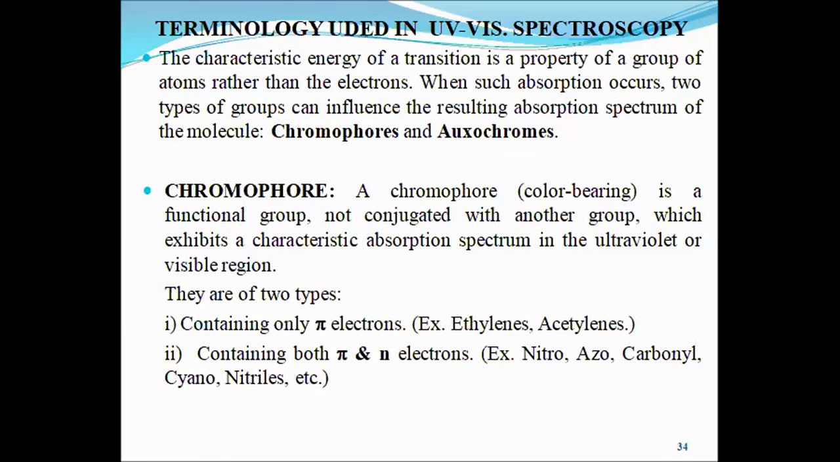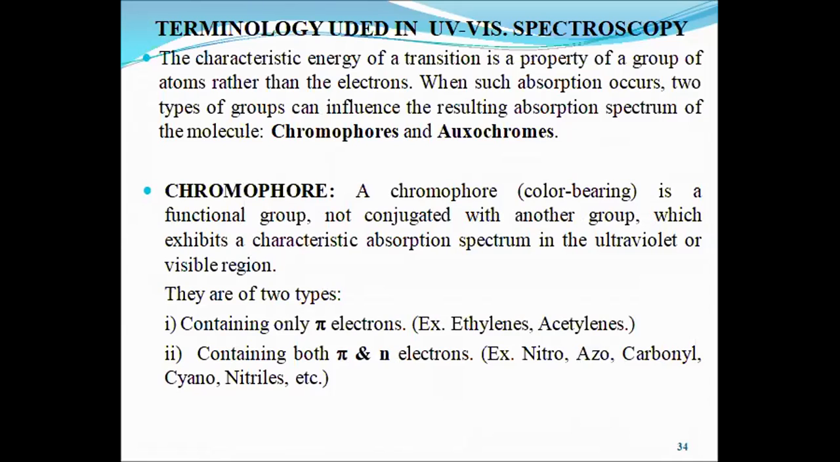Chromophore, let us see one by one. First is chromophore. Chromophore is defined as any functional group that absorbs electromagnetic radiations irrespective of whether it will give color to the compound or not. And there are two types of chromophores. Chromophores containing pi electrons undergo pi to pi star transition. For example, ethylene, C double bond C, acetylene, C triple bond C, etc.